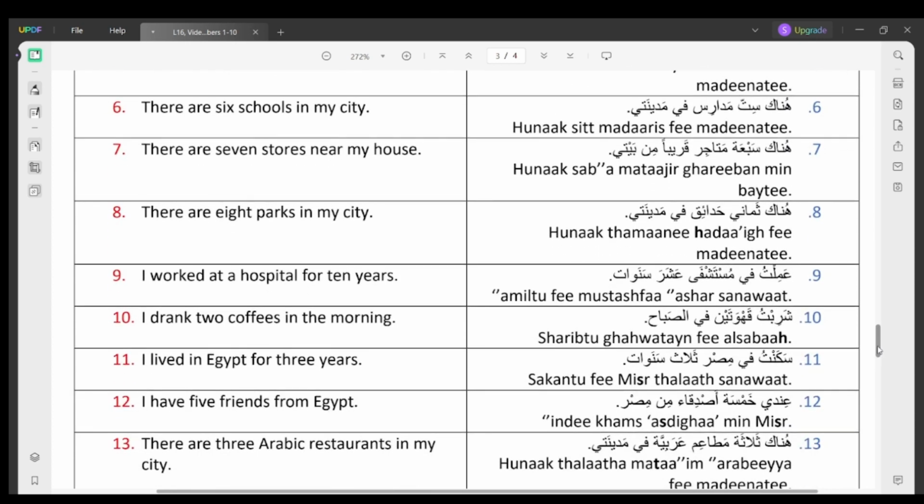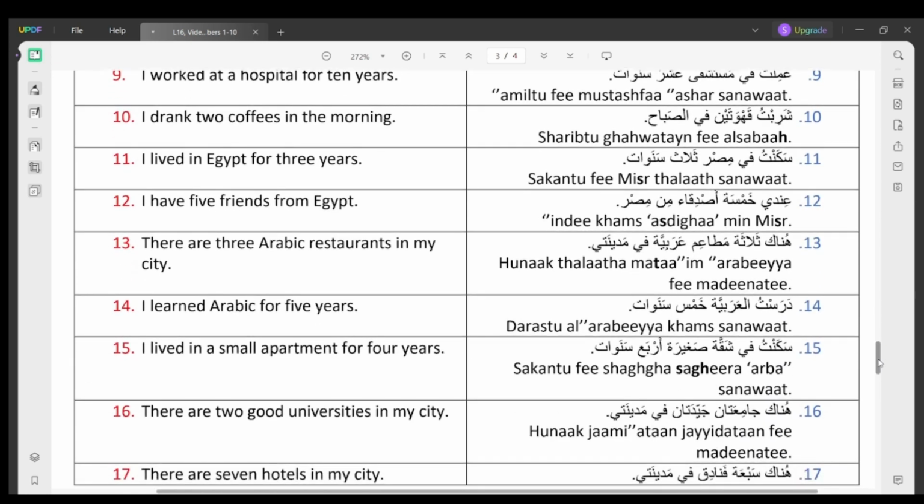Number 6. There are 6 schools in my city. هناك 6 مدارس في مدينتي. Number 7. There are 7 stores near my house. هناك 7 متاجر قريبا من بيتي. Number 8. There are 8 parks in my city. هناك 8 حدائق في مدينتي. Number 9. I worked at a hospital for 10 years. عملت في مستشفى 10 سنوات.